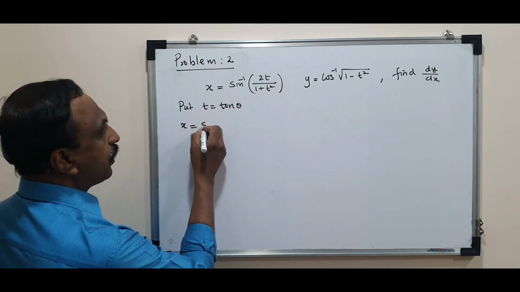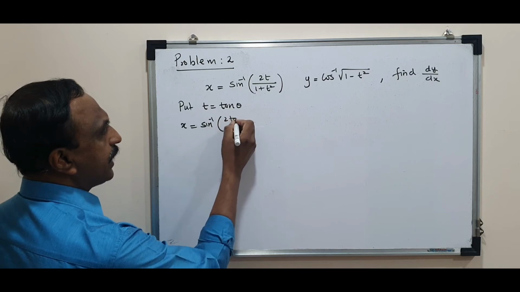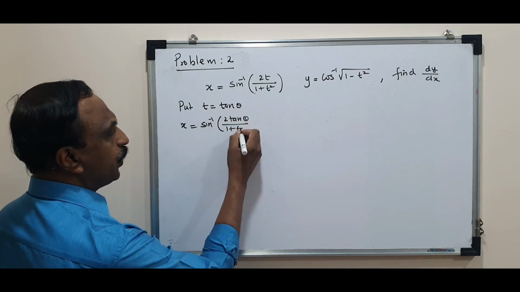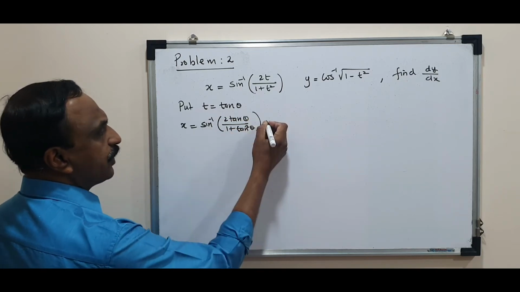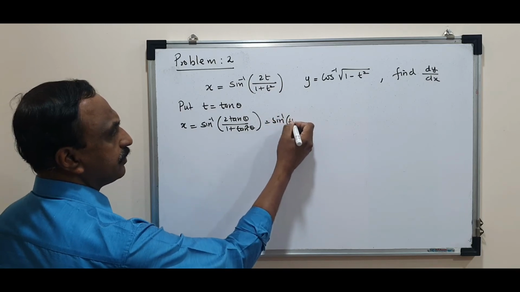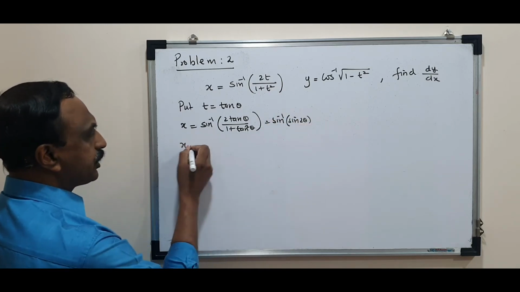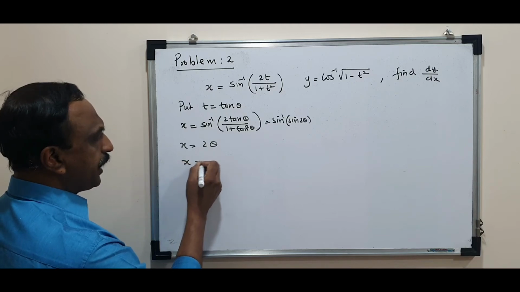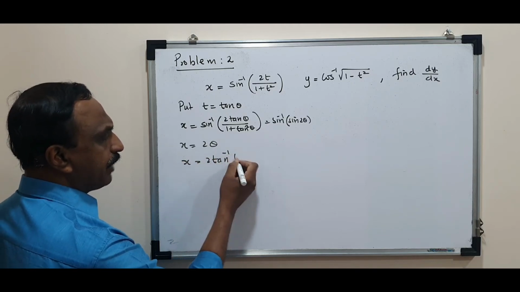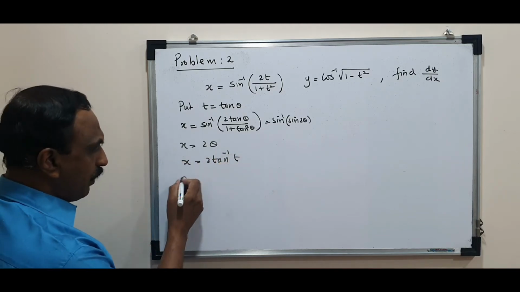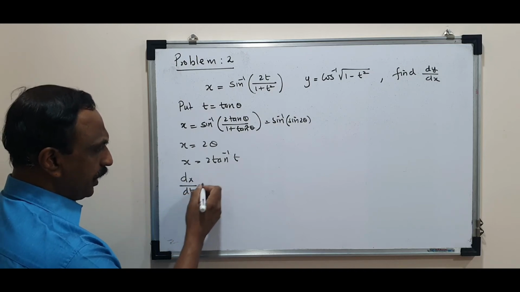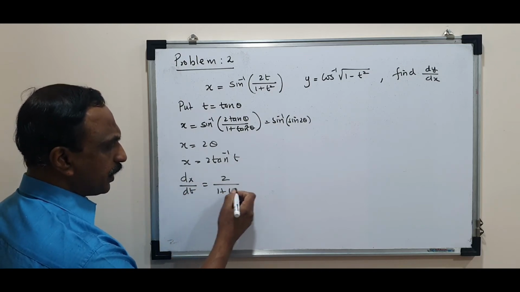And I will get x equal to sine inverse of 2 tan theta upon 1 plus tan square theta. You already know all this. So sine inverse of sine 2 theta, and I end up with x as 2 theta. And x became 2 tan inverse of t. I converted it back to t. Now I'll differentiate with respect to t, and my answer is 2 upon 1 plus t square.